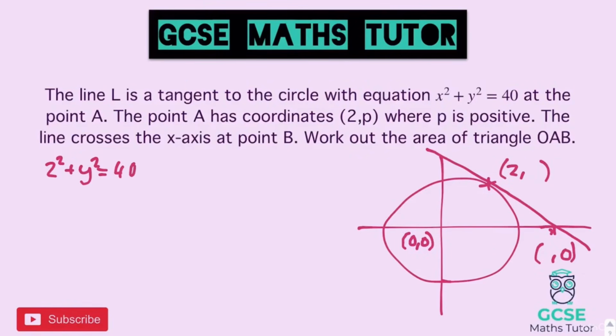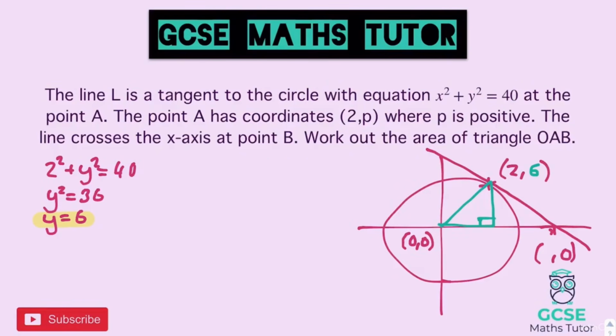Subtracting 2 squared, which is 4, from both sides leaves us with y squared equals 36. And then square rooting that, y is going to be 6 or negative 6. And we know it's positive, so we've got y equals 6. So let's plug that in up there. 6. And now we can work through finding the gradient of the radius again.